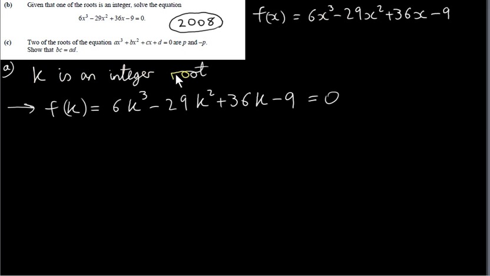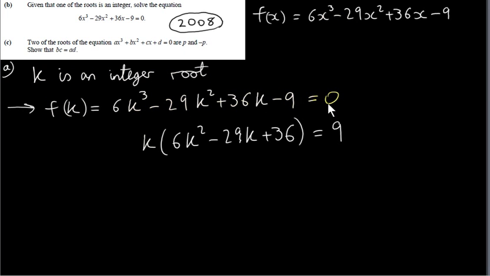Given that one of the roots is an integer, solve the equation 6x cubed minus 29x squared plus 36x minus 9 equals 0. I'm going to call this cubic polynomial f of x. I'm going to call the integer root k. Since k is a root, that means that f of k must equal 0.